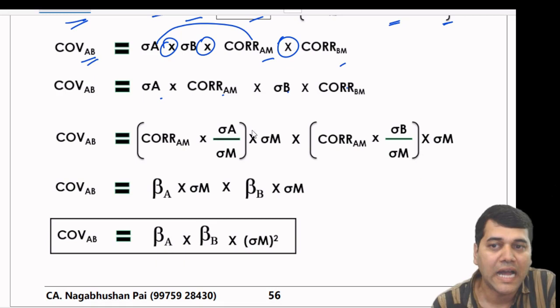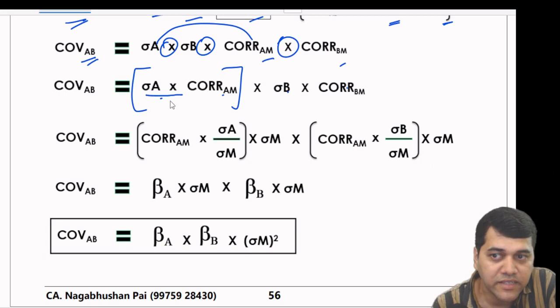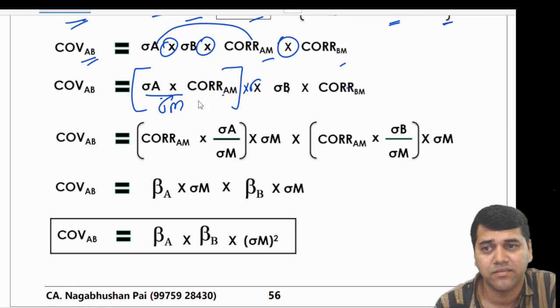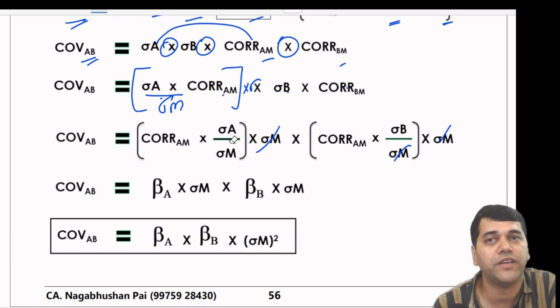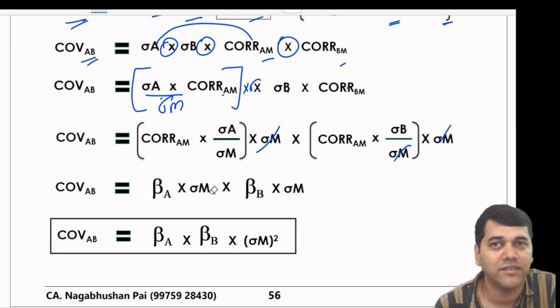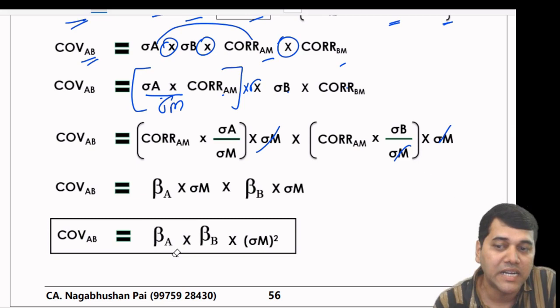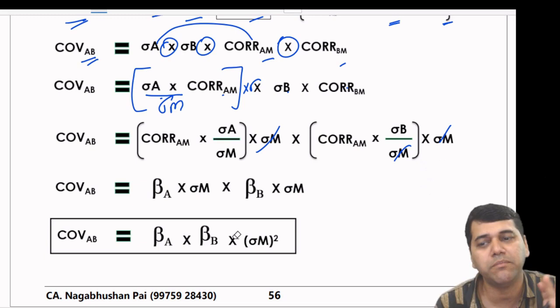So, now what I will do, I will put one bracket for this. Divide this A by standard deviation of the market, and multiply by the standard deviation of the market. Does it change my answer? No. Now, if I look into this equation, what is this? Correlation of AM into standard deviation of A divided by standard deviation of market is beta of A, and beta of B into standard deviation of market squared, or covariance of AB. If they have given me beta of A and B, simply multiply beta of A and B into market variance, you get the covariance of AB, same. So you have to remember these equations now.